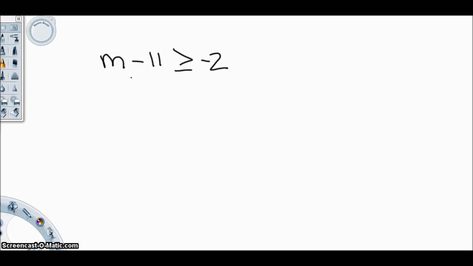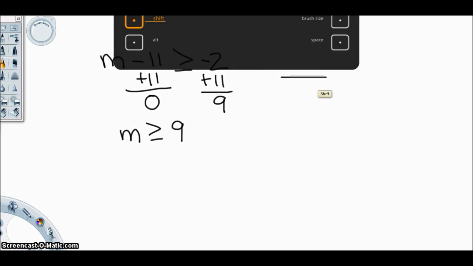So here's another problem. This problem says m minus 11 is greater than or equal to -2. Big thing there, greater than or equal to. When we get to graphing, we're going to talk more about that. So where I have m minus 11, I know I need to do plus 11 to make that 0. The opposite of subtraction is addition. So then I add 11 to -2 as well. -2 plus 11 gave me 9. So now I have m is greater than or equal to 9.